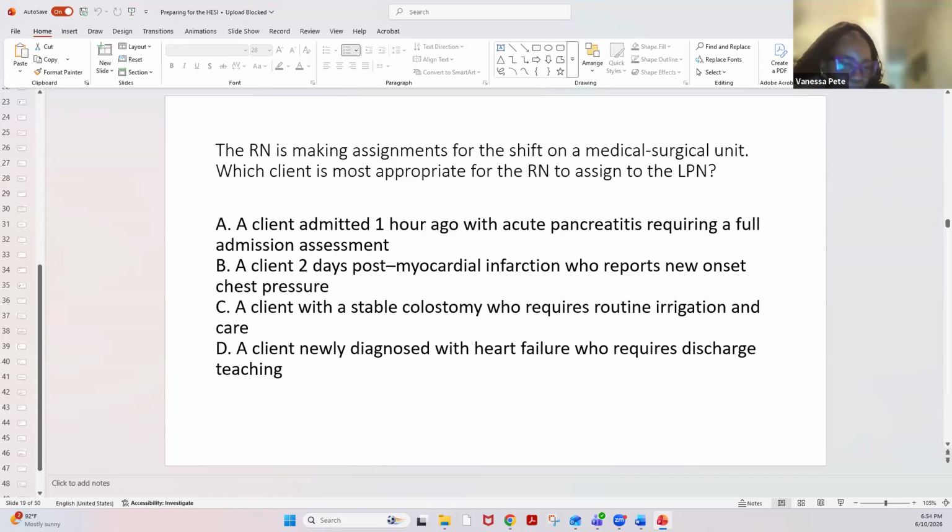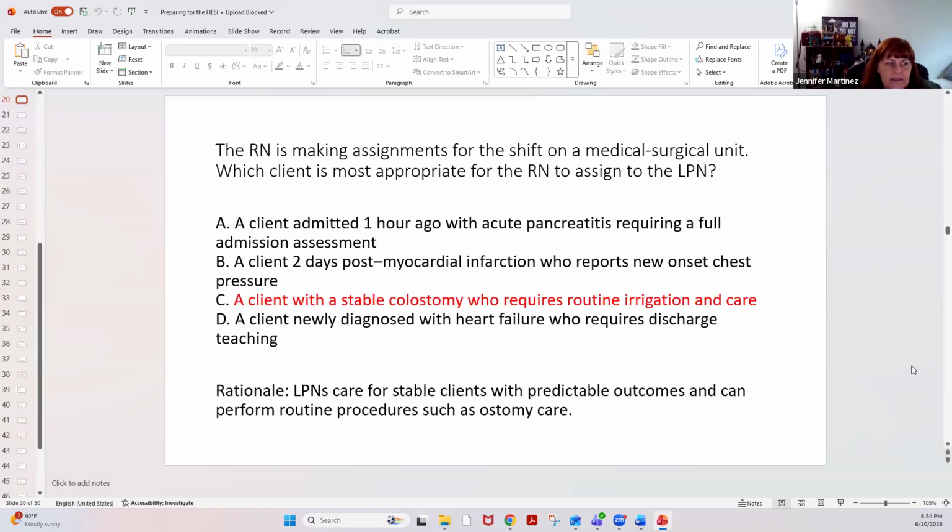C. All right. Yes, absolutely. A client with a stable colostomy who requires routine irrigation and care, right? LPNs care for stable clients with predictable outcomes and can perform routine procedures, right? This client admitted 1 hour ago needs that full admission assessment. This one had a heart attack 2 days ago. Now he has new chest pain, and then a newly diagnosed with heart failure who requires discharge teaching. Those all need to be seen by the RN.